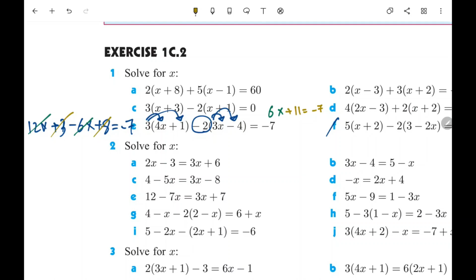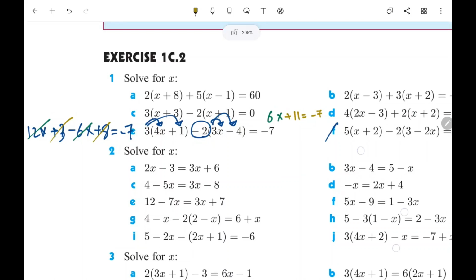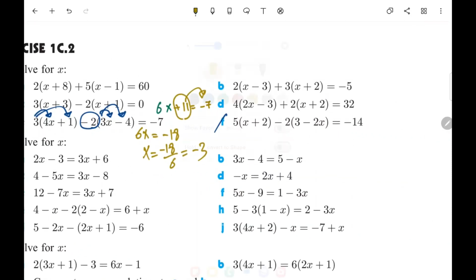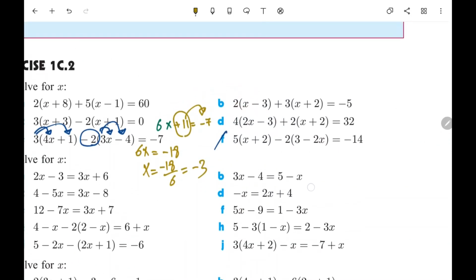Then right now we can deal with all this part by moving positive 11 to be negative 11. So right now we had 6x equals negative 7 minus 11. Negative 7 minus 11 will equal negative 18. Right now, x will equal negative 18 divided by 6, which gonna equal negative 3. Okay? Okay. Moving to the next part.